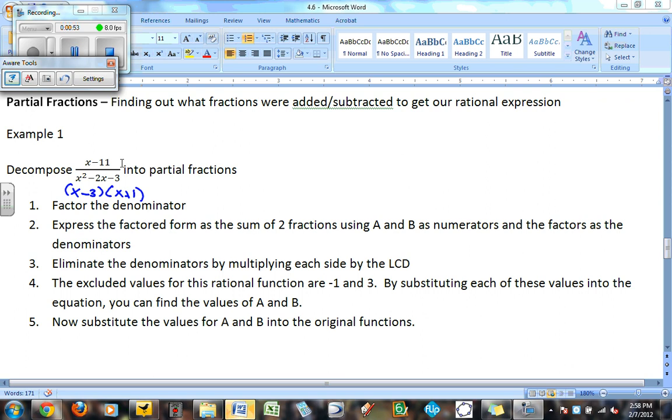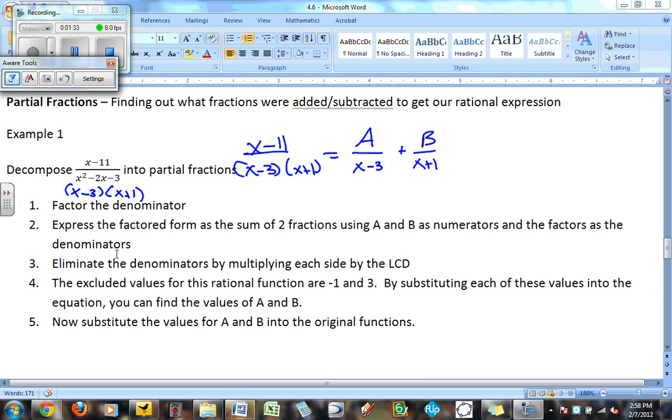Okay? So now it says express the factored form as a sum of two fractions using A and B as numerators and the factors as the denominators. So we're going to have (x minus 11) divided by (x minus 3)(x plus 1), and that's going to equal A as a numerator over x minus 3, plus B as a numerator over x plus 1.